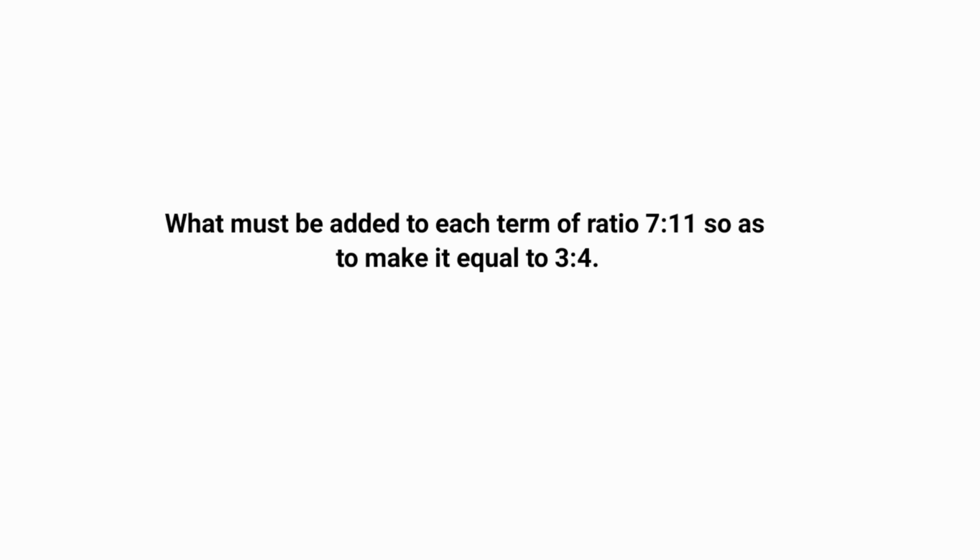Next question. What must be added to each term of the ratio 7:11 so as to make it equal to 3:4? So in our question, we have a ratio 7:11. By adding a particular value, we will get the ratio as 3:4. What is that value which must be added? That is the question. It is clear that the difference between the present and the new ratio of both the numbers are not equal. For the first number it is 7 minus 3, 4, and for the second number 11 minus 4, 7. This cannot happen because we are adding the same number.